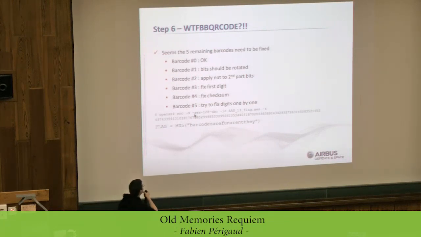Number 1 is fixing the first digit. Number 4 is fixing the checksum. And the last one was a bit of a what-the-heck barbecue, and we had to try to fix each digit one by one. And in the end, we have the AES key allowing us to decrypt the flag. I hope you like this one.